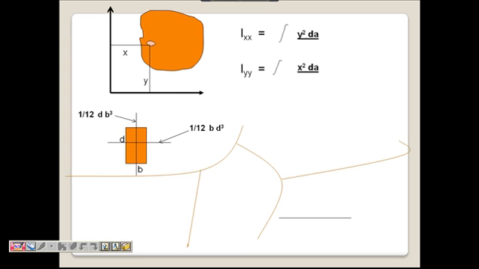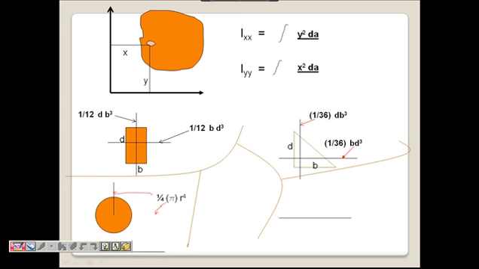Now, what we know for a rectangle, we should also know for other standard figures. Let's say a triangle. It's similar. We have centroidal x and y axes, and what was 1 by 12 is now 1 by 36. That's the only difference. So Ixx is 1 by 36 bd cube and Iyy is 1 by 36 db cube.